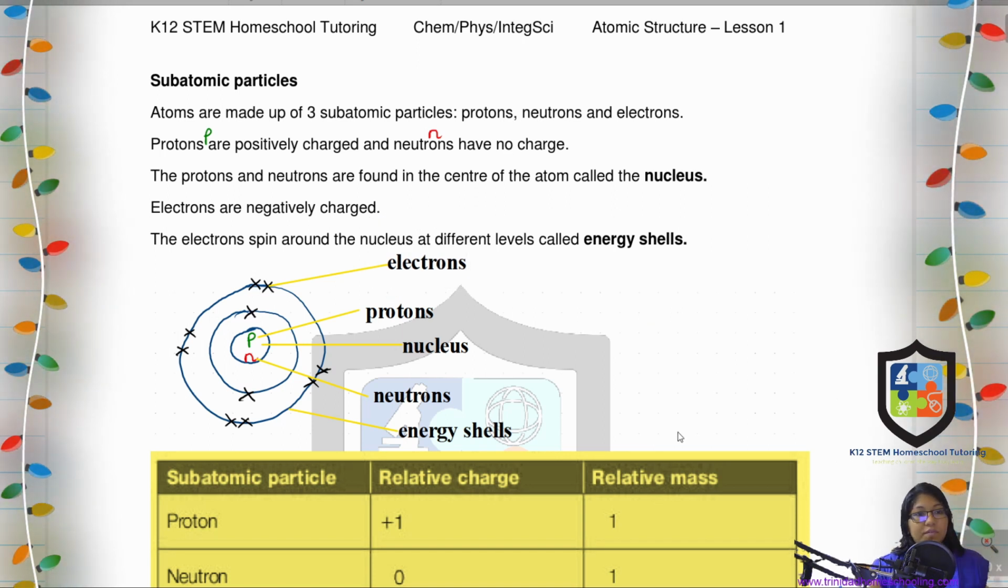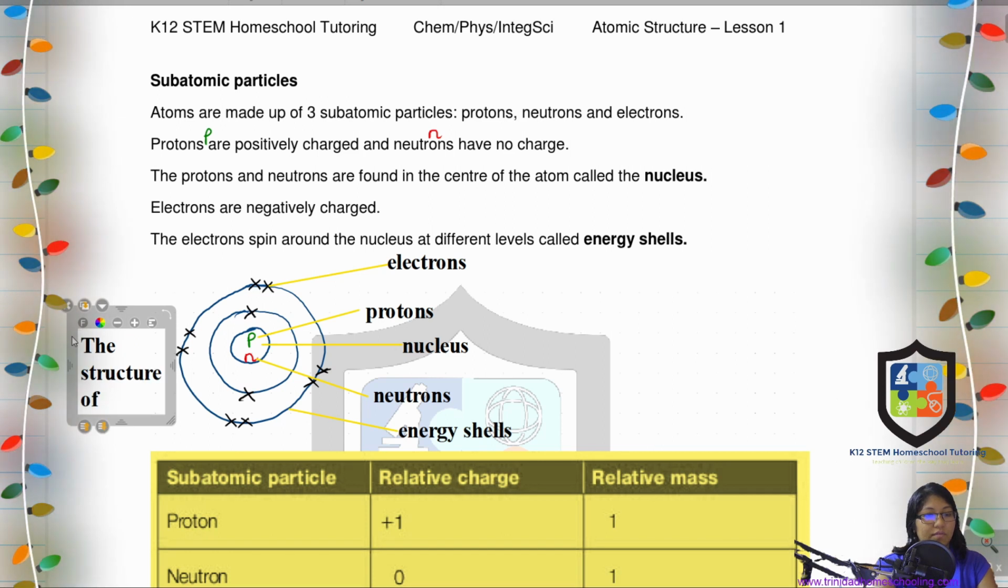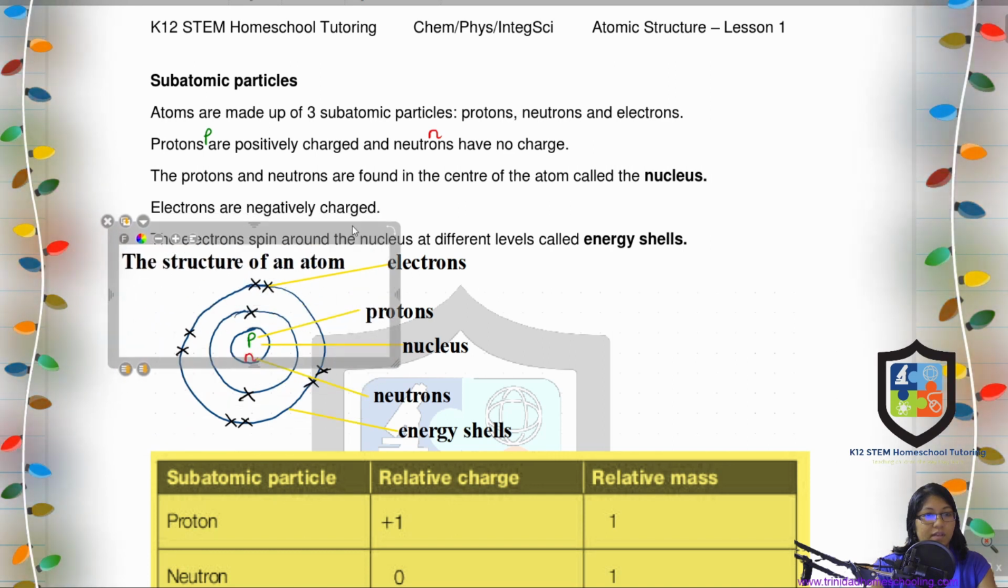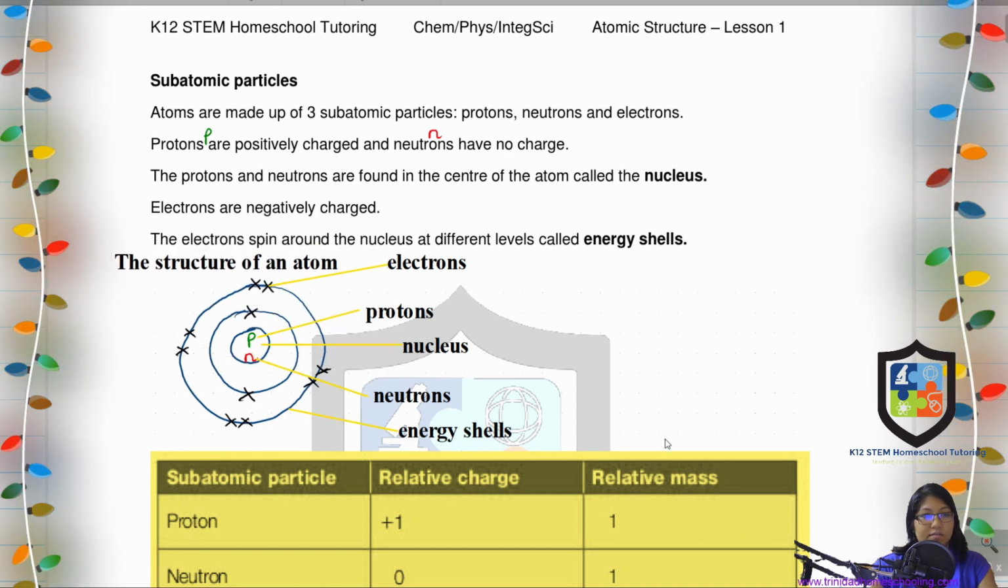Okay, so feel free to pause the video and draw this diagram. Of course, you could use something to draw these circles a little more circular. Alright, you could draw them freehand. So be sure to correctly label each part of the atom. Right, so this is the structure of an atom. Alright, so our diagrams must have a title.